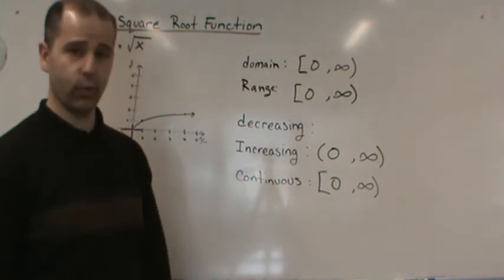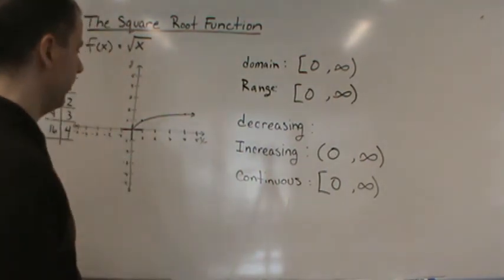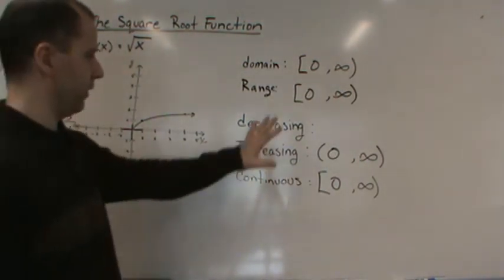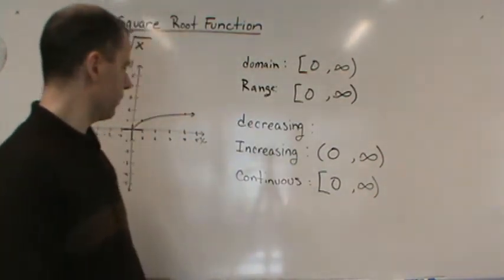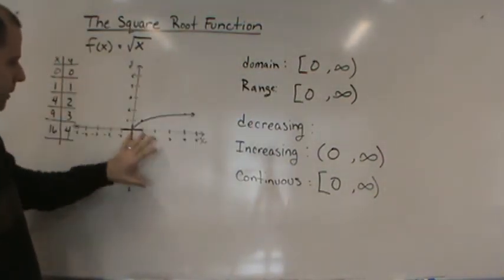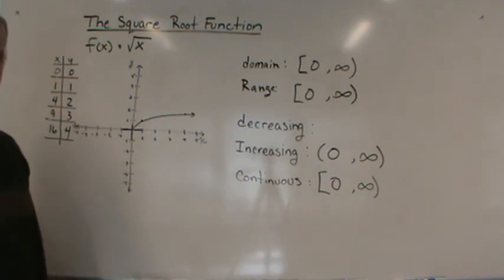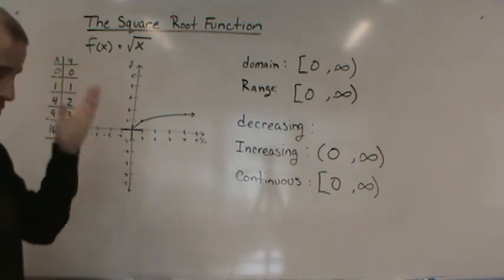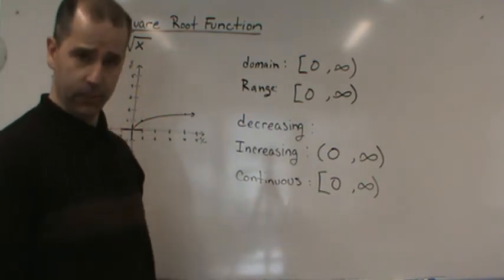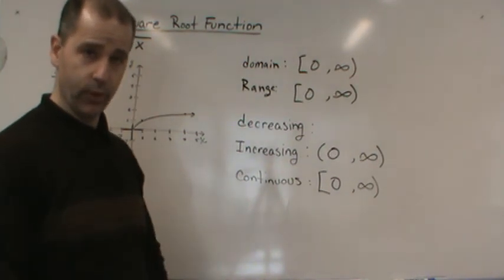So that is the square root function, and that's it. Again, remember these characteristics. Remember the basic graph of the square root function, and then when it comes to transformations, this will be much easier.